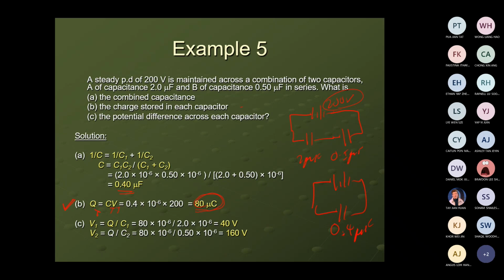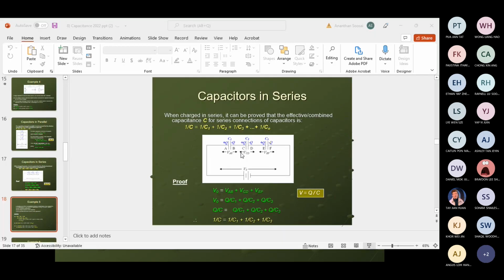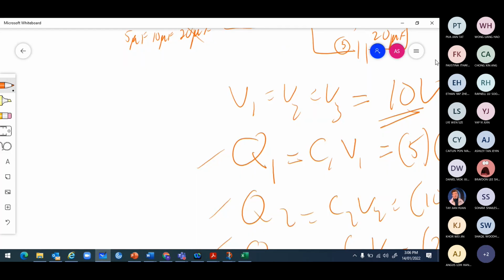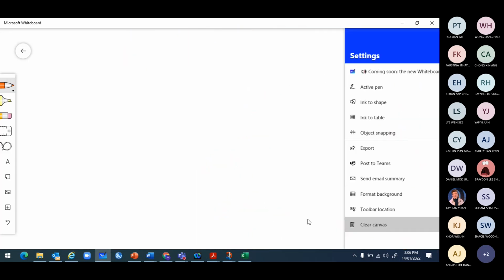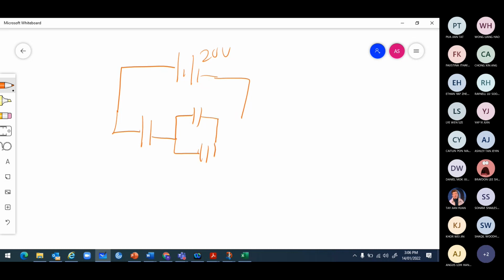Okay, so let me go one question on the whiteboard. We do together. Now the whiteboard, let me give you one circuit. The circuit is like this. I have a battery, let's say I give 20 volt. I have three capacitors, one, and I have another two in parallel, and connected like this.